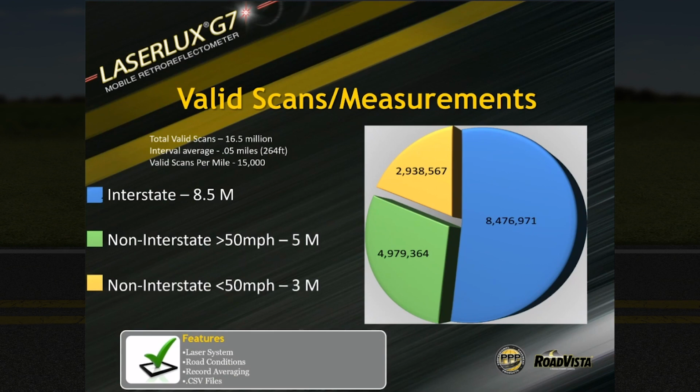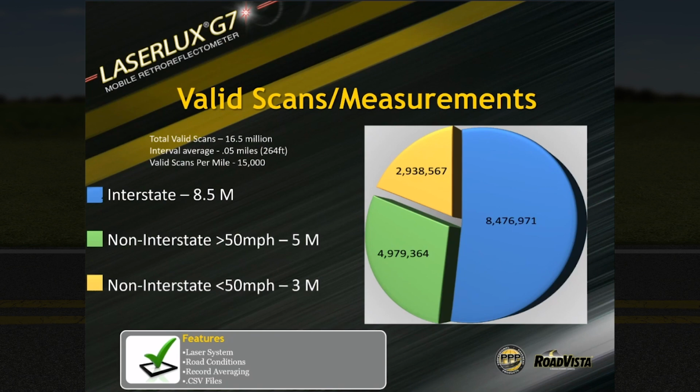All right. So again, you're using that laser system that is doing 400 readings per second, but then your record averaging is what really helps you out here. Some guys might want to look at 16.5 million scans, not me. So I like that averaging. And then you have, of course, your road conditions or your attribute tabs.